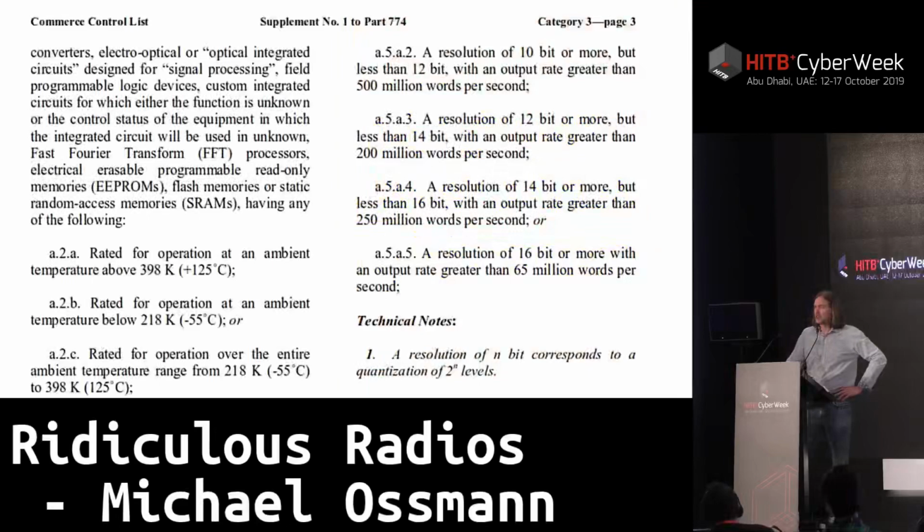This is a page from a regulation in the United States. So this is United States law here that restricts the export of analog to digital converters that have particular characteristics. And those characteristics are, especially if you look in the upper right-hand paragraph, a resolution of 10 bits or more with an output greater than 500 million words per second. That's samples per second. So what this is restricting is very high-performance analog to digital converters.